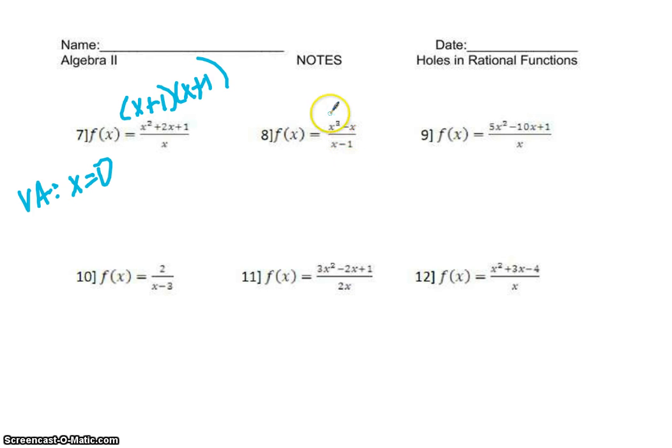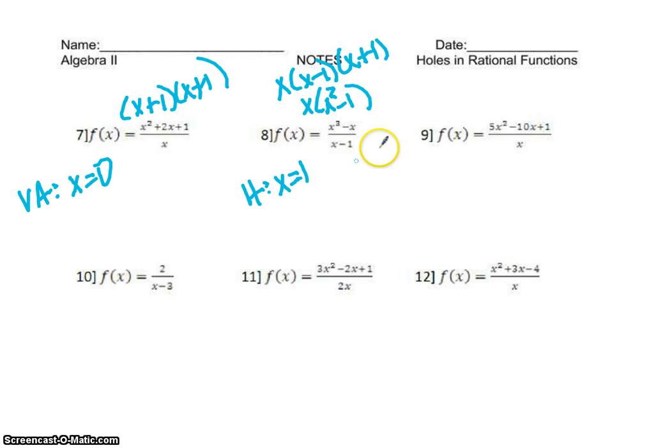Number 8, I believe that's x to the third, so we'll pull out an x, and it leaves you x squared minus 1, which becomes x, x minus 1, and x plus 1. Don't forget to look for difference of squares. So your x minus 1's will cancel, so you have a hole at x equals 1. There's nothing else to cause a vertical asymptote. Looking at your horizontal, go back to your original problem. 3 is bigger than 1, so the numerator is bigger, there is none.